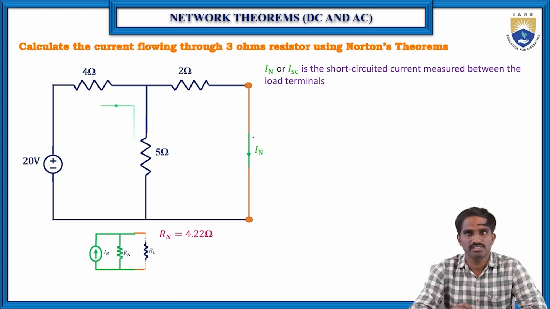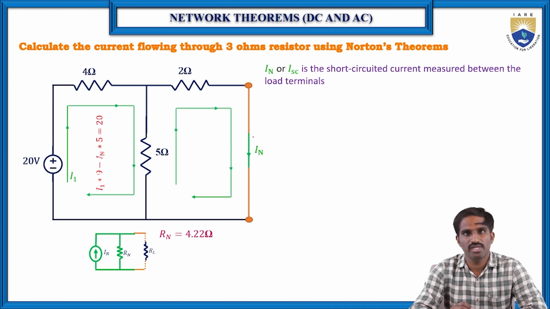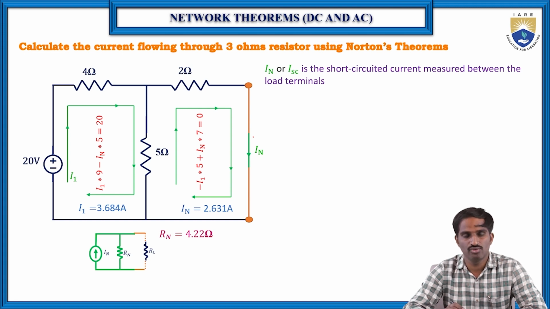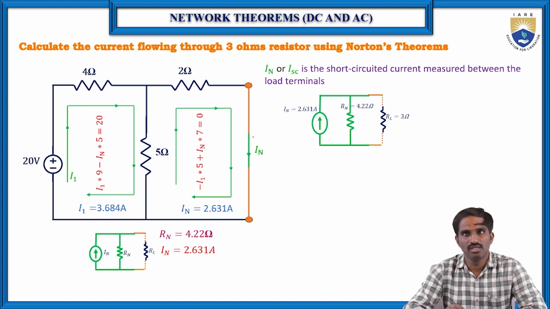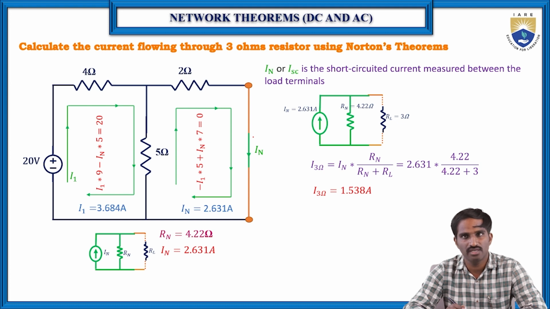Let us consider IN. Applying loop analysis, write the loop equations and solve them, then you will get the IN value. So IN is equal to 2.631. Then substitute this value in the Norton's equivalent circuit and find the current flowing through RL. By applying the current division rule, we can find the current flowing through the 3 ohms resistor, which is equal to 1.538. Right, in the previous case also the same value, and here also the same value.